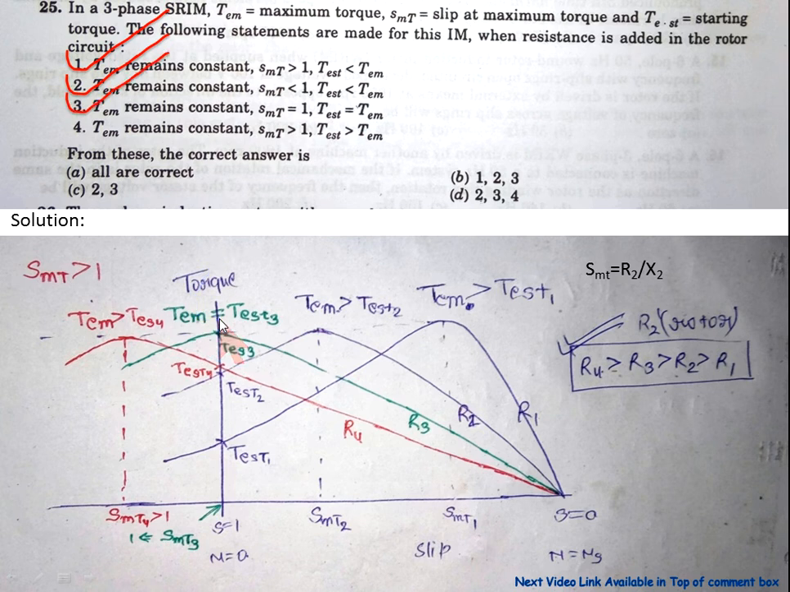Now come to statement number 4. The slip at maximum torque is greater than 1. This is the region. In this region, the starting torque is not greater than the maximum torque. The maximum torque is greater than the starting torque. So statement 4 is wrong. So statements 1, 2, 3 are correct. So the correct option is B.